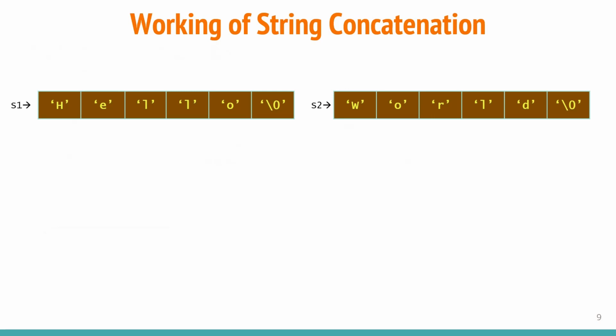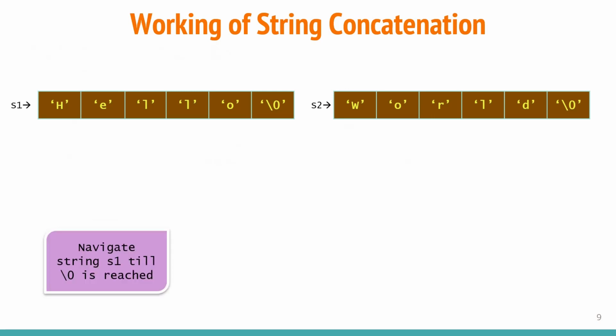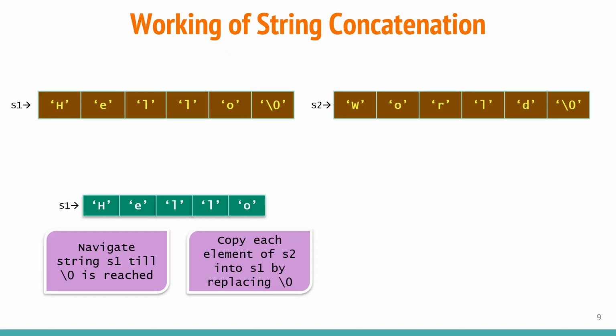Let us see how this can be done. First, to do this, navigate the string s1 till backslash 0 is reached. So I'm not going to modify the string s1 till backslash 0 of the original content of s1 is reached. I'm simply going to navigate by starting from i equal to 0 till s1 of i not equal to backslash 0, in hello. So when I reach backslash 0, what am I supposed to do?